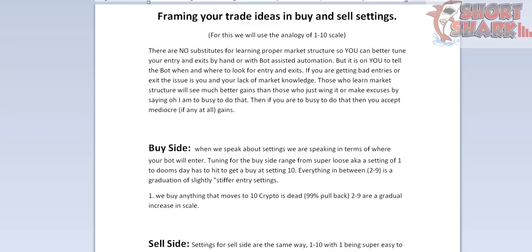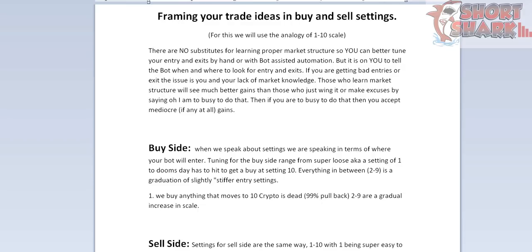So the thing to do is start to study market structure. And in the meantime, start to learn StepGain. And some of the basics to really help you learn that are the 1 to 10. So this is probably the easiest way to explain it. So on the buy side, when we speak about settings, we're speaking in terms of where your bot will enter. Tuning for the buy side ranges from super loose settings, say on a scale of 1 to 10, with 1 being real light, man. Like, you're going to buy anything that moves. You know, it's like 0.1.